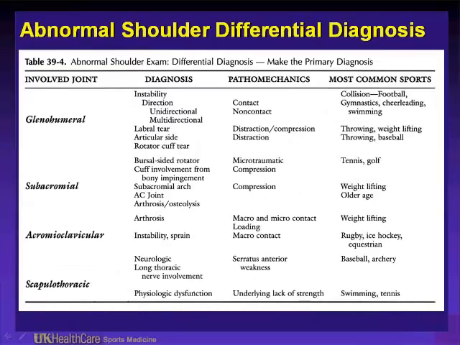Differential diagnosis of the shoulder. Again, the emphasis is on making the primary diagnosis. There can be secondary diagnoses that occur. Think about the involved joint, diagnosis, pathomechanics, and the most common sports. Glenohumeral joint, we think about instability.